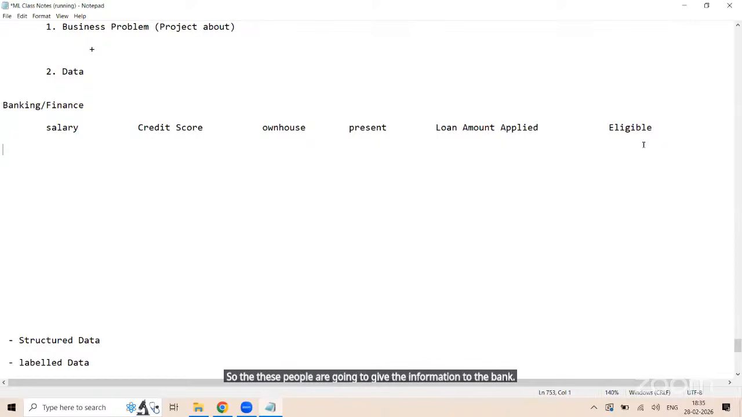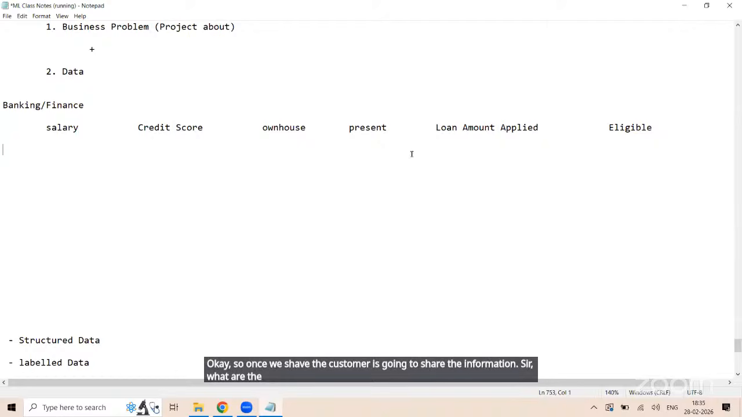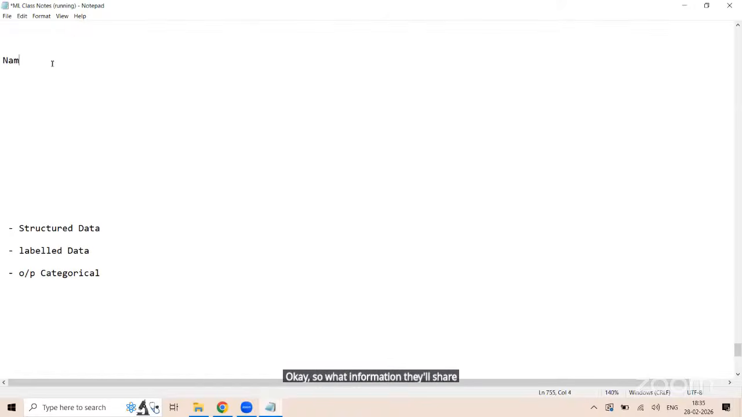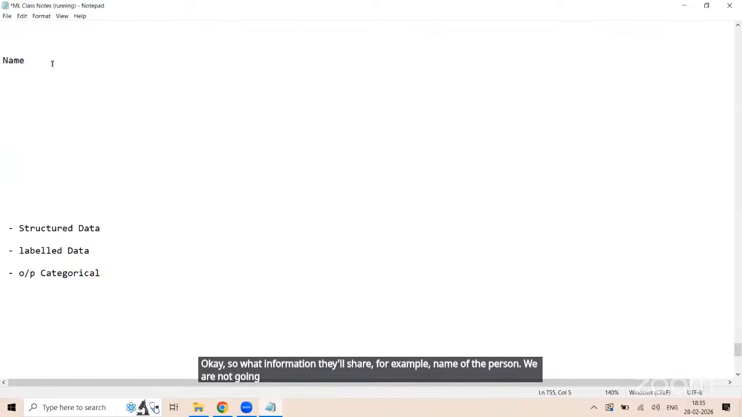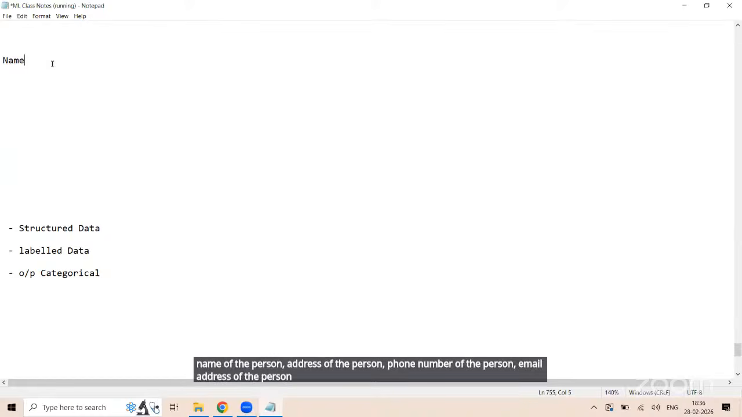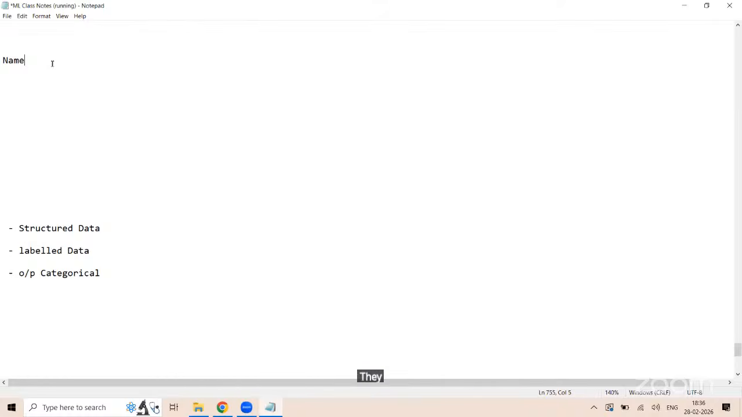Once a customer shares the information, what information are they going to share? They are going to share so many pieces of information. For example, the name of the person. We are not going to use that column; we will drop it. Then why are they collecting this? That is for communication purposes: name, address, phone number, email address of the person. These are all for communication. They are not used for analysis.